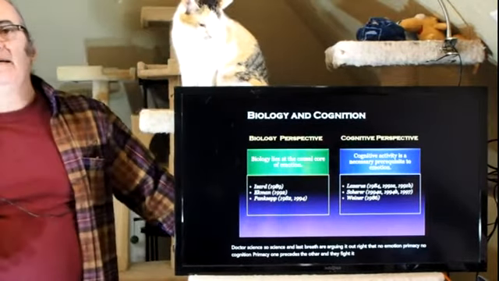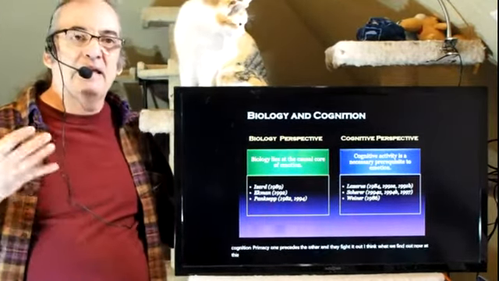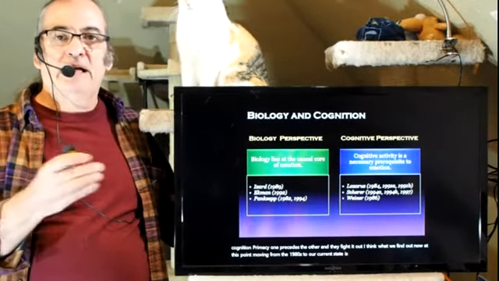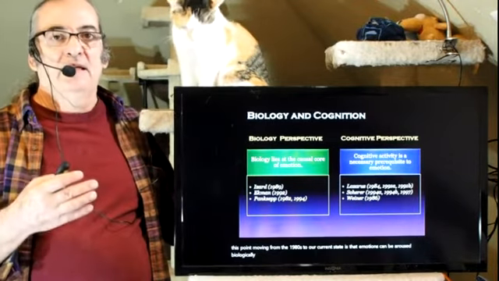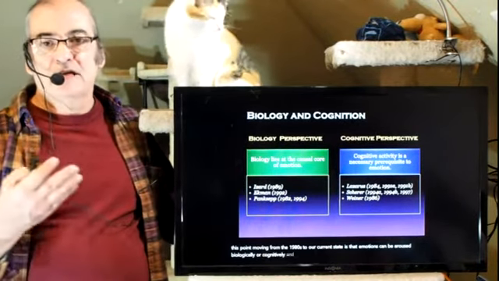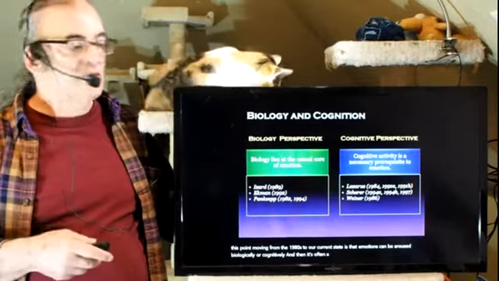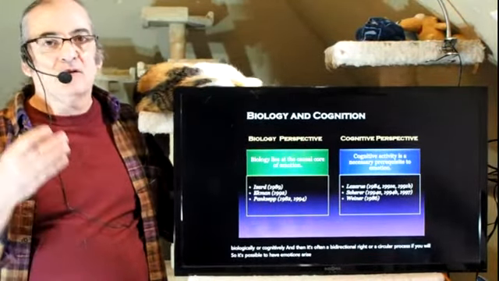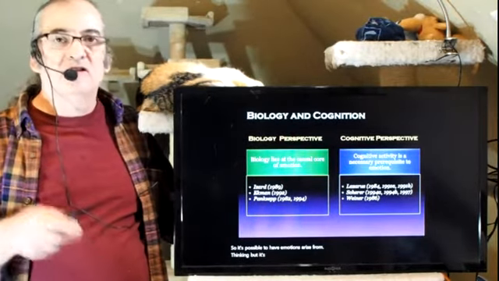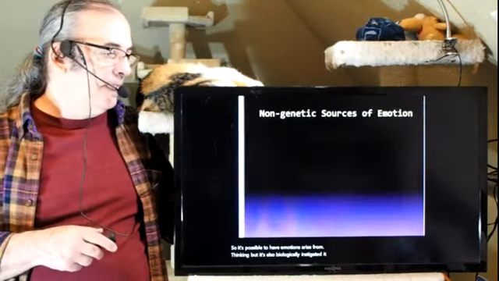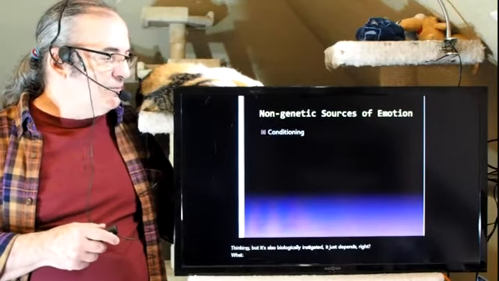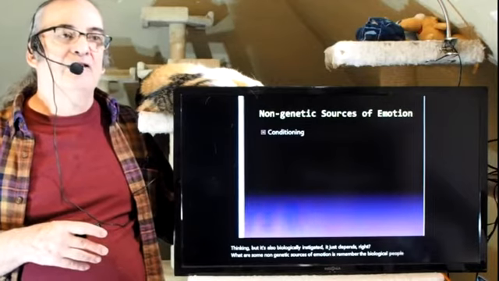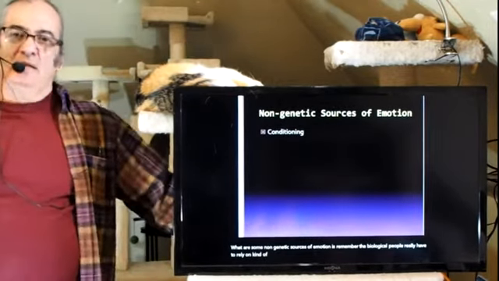Well, I think what we find out now at this point, moving from the 1980s to our current state, is that emotions can be aroused biologically or cognitively, and that it's often a bidirectional, or a circular process, if you will. So it's possible to have emotions arise from thinking, but it's also biologically instigated. It just depends, right? Now, what are some non-genetic sources of emotion? Because remember, the biological people really have to rely on kind of genetic explanations for emotion, in large part.